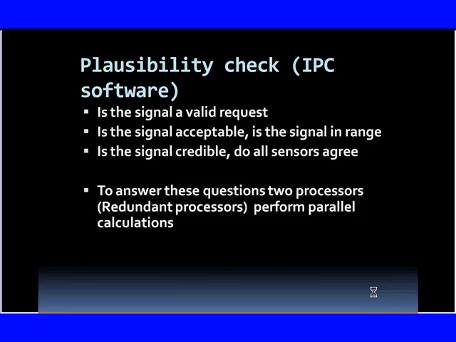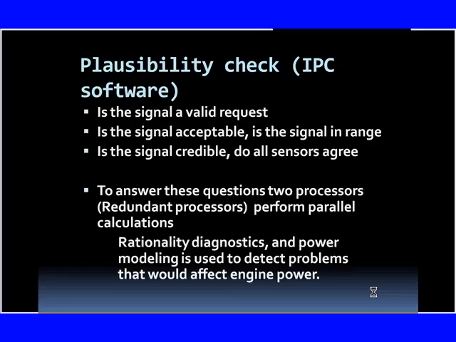Then we're going to be looking to answer these questions. The 2 processors are going to do this, both make the same calculations and compare them. Then they're going to look at rationality diagnostics, and power modeling is used to detect problems that would affect engine power. What it's saying is, if we look at engine control signals and the throttle position signals, do they seem to be valid? Are we requesting what the operating conditions say should be requested? So we're constantly trying to answer these questions, and they're going to be important to our diagnostics.